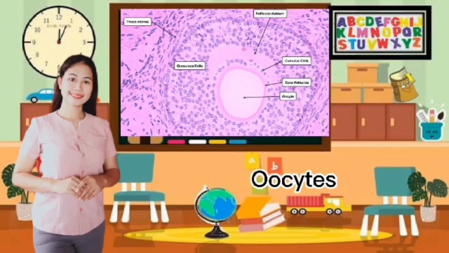Oocyte. An oocyte is a female germ cell involved in reproduction. In other words, it is an immature ovum or egg cell. It is one of the largest cells in the body and develops in the ovarian follicle, a specialized unit of the ovary, during the process of oogenesis, folliculogenesis in the cortex.